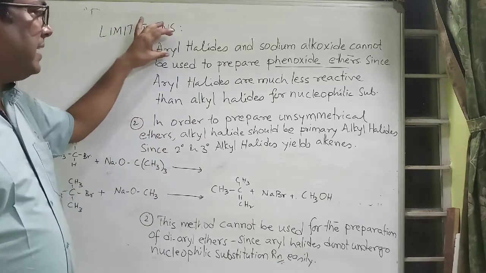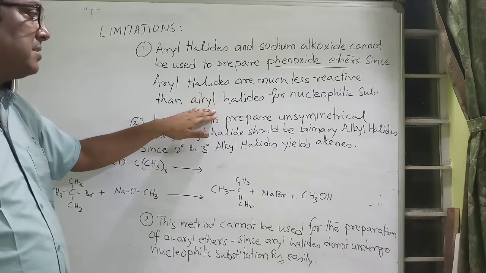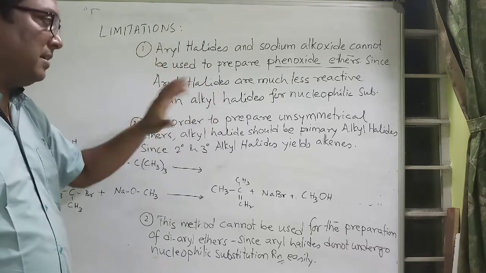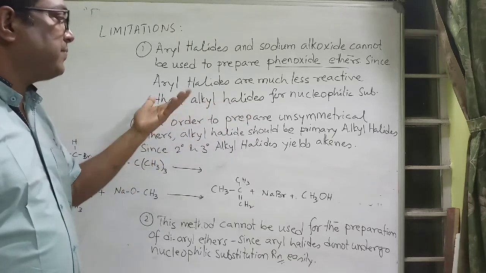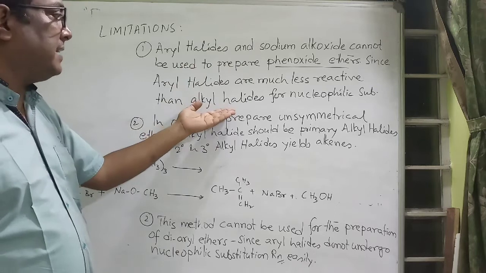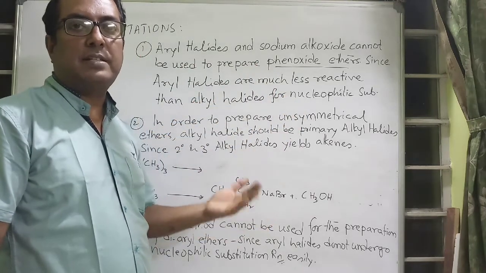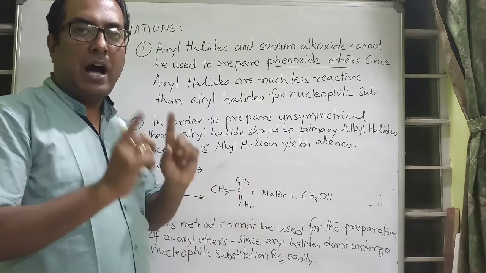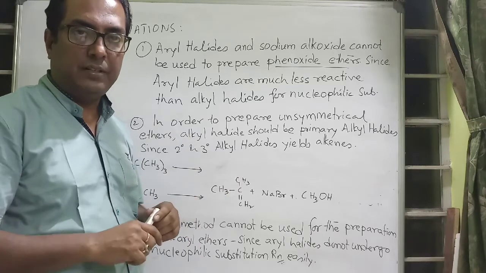I repeat, aryl halides are less reactive than alkyl halides, like C6H5Cl is much less reactive than C2H5Cl or C2H5Br. So aryl halides are less reactive than alkyl halides because they will not undergo the nucleophilic substitution reaction, and our aim of reaching the ether will be unfulfilled.